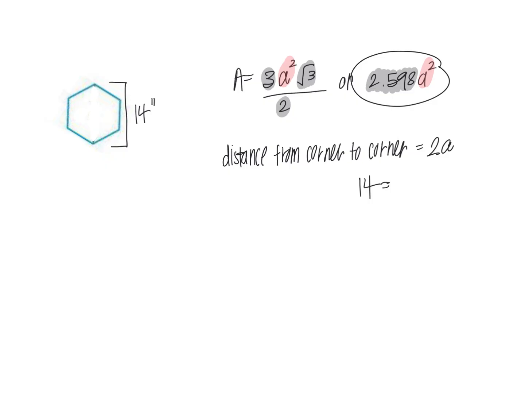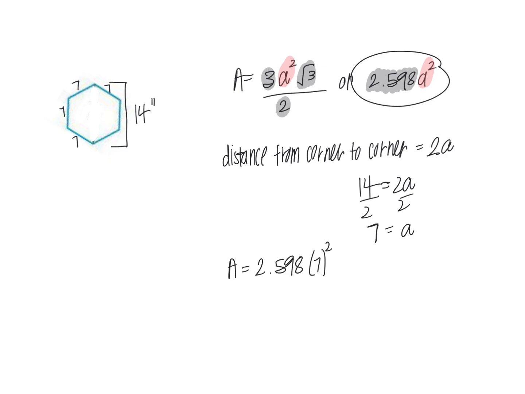Well, if I know that 14 is equal to 2a, I can divide both sides by 2 and get that a is equal to 7. So now I know that this distance right here of this a region is 7 inches across. So now all I need to do is plug this 7 in for a, and I need to square it.